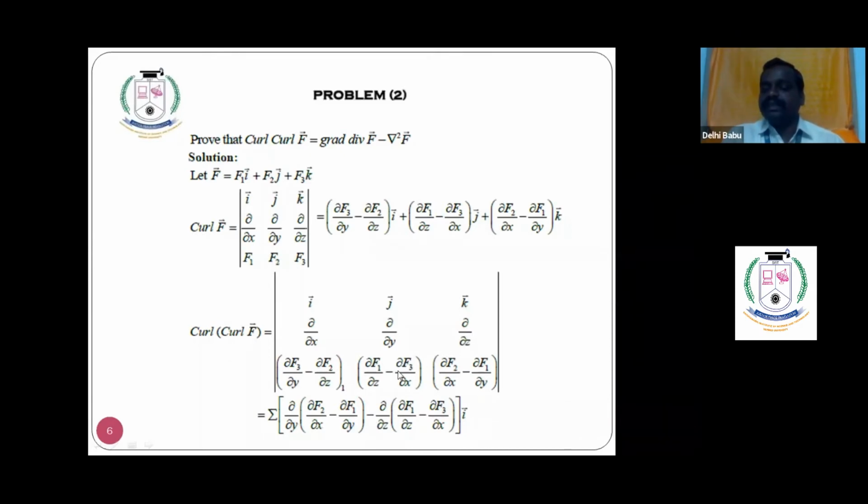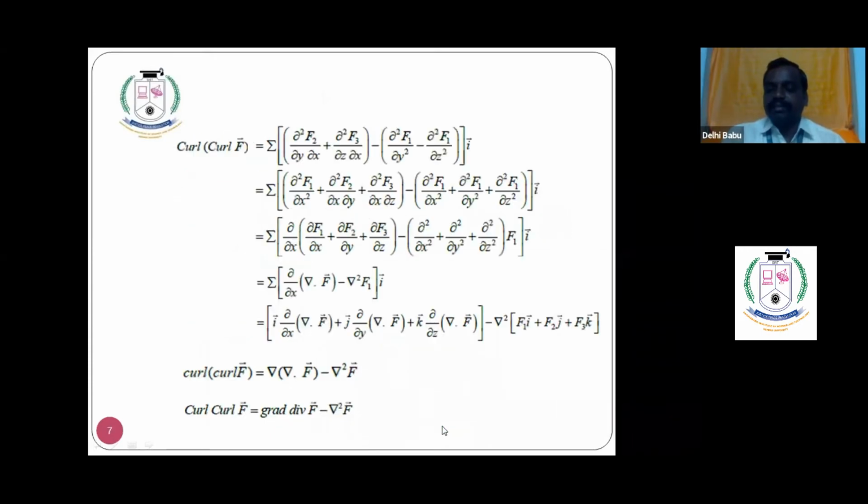Dou by dou z of this, which is dou by dou z of dou f1 by dou z minus dou f3 by dou x. Now multiply this bracket terms. So dou by dou y with this bracket terms. That means dou square f2 by dou y dou x minus dou square f1 by dou y square minus, again I multiply dou by dou z with this bracket terms. Dou square f1 by dou z square minus into minus plus dou square f3 by dou z dou x into I vector. That's here.